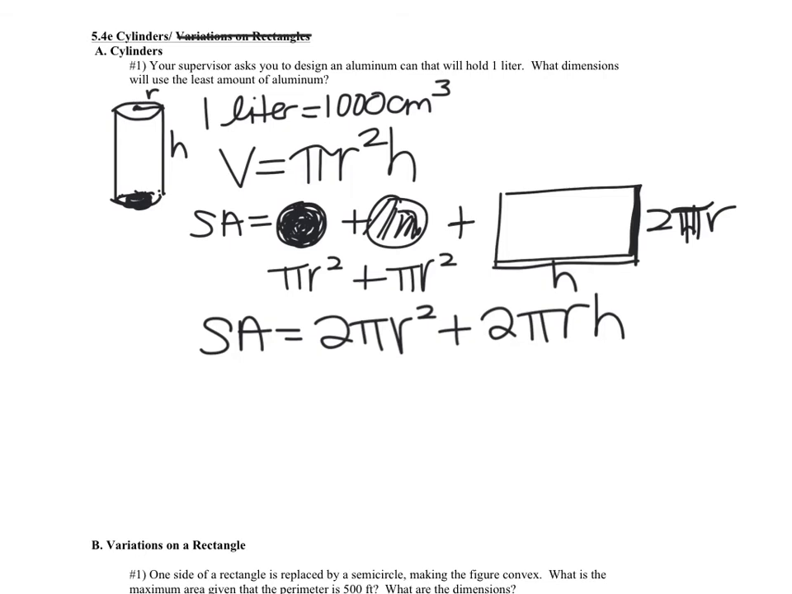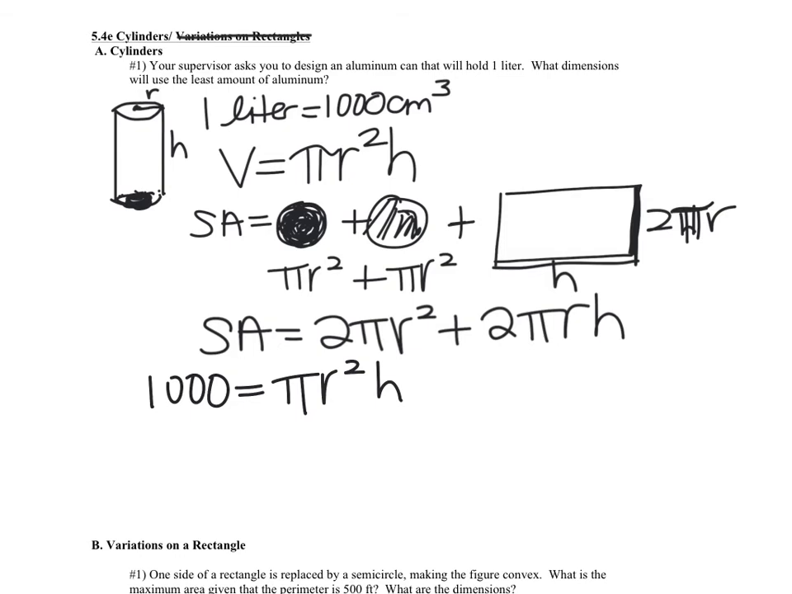So let's go ahead. We know the volume is 1,000 cubic centimeters. So let's plug in 1,000 for the volume. So 1,000 equals pi r squared h. What we're trying to do is minimize the surface area. So I need to take the derivative of surface area.